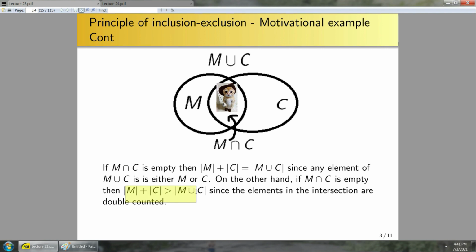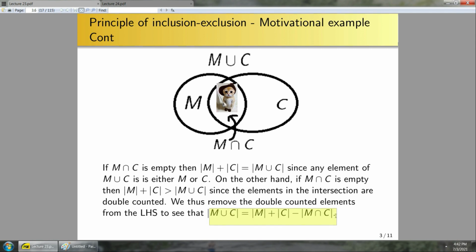Now if I want to turn this inequality into an equality, I need to subtract things off from this side here. What do I need to subtract? Well, I need to subtract exactly the double counted elements. So what are the double counted elements? Well, that's the things that are in this intersection. So I get this exact equality here. And notice that this equality holds in the previous case as well, since the intersection is simply 0, and if I subtract 0 from this side, it doesn't change it. So this expression here is how the cardinalities of these four sets are related to each other.